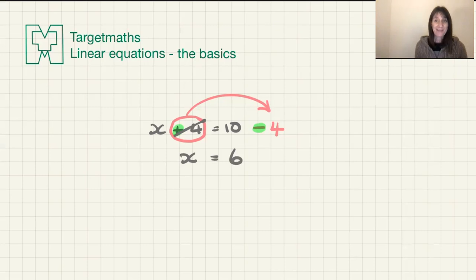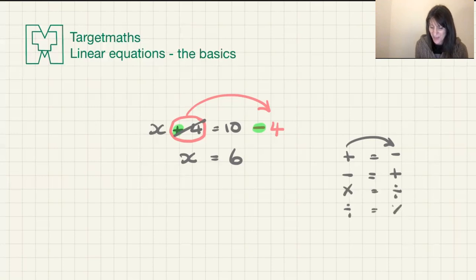All right, so we're going to be hopping everything away from the x so that it's left completely on its own. And my skill has to involve my knowledge of opposite signs. So a plus is going to hop over the equals and land as a minus. A minus will hop over the equals and land as a plus. Times lands as divide. Divide lands as times.